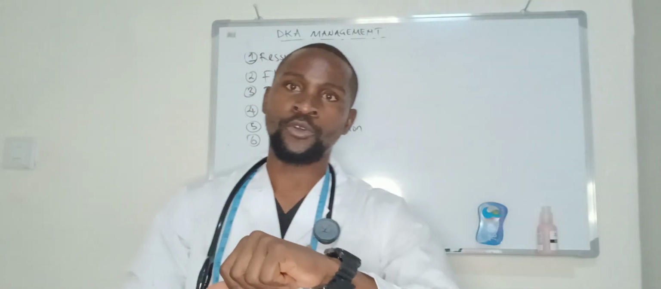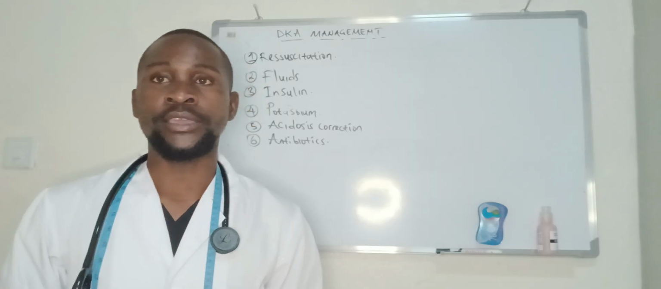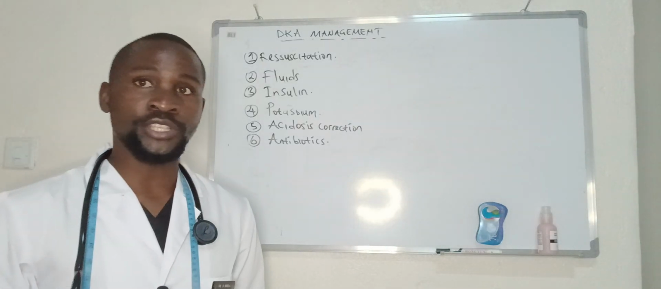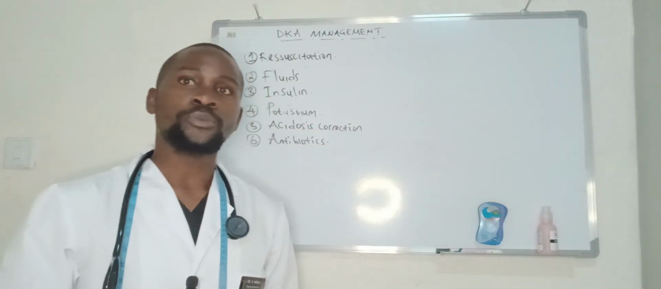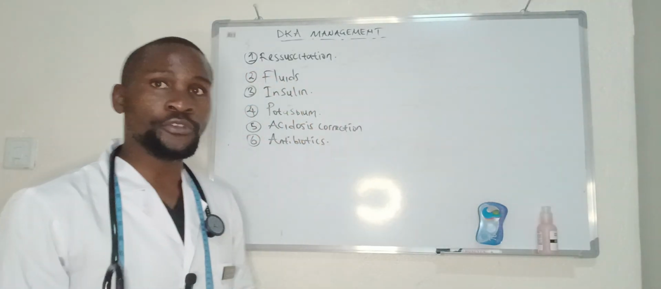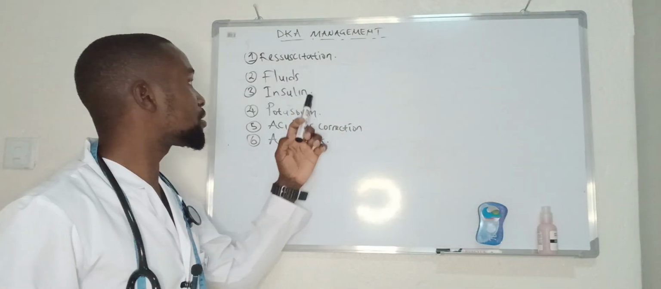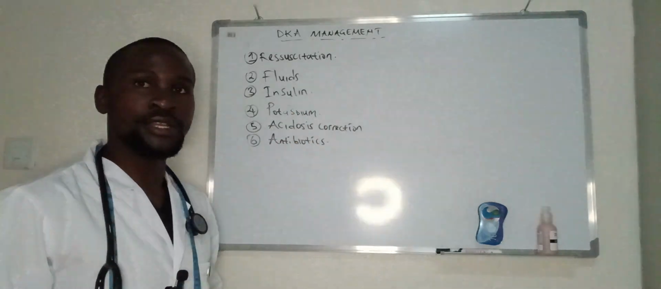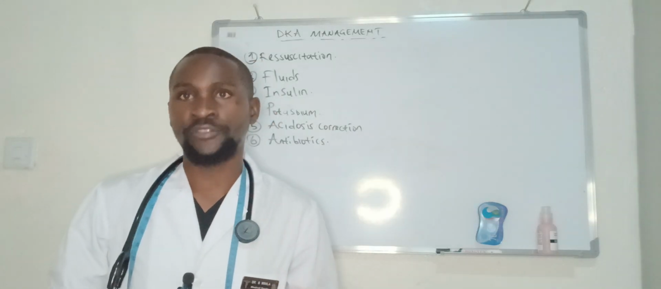We're behind time already. Okay, so how do we manage DKA in pediatrics? The management of DKA follows certain principles. So we need to resuscitate. Remember that DKA is an emergency, a medical emergency, so we need to resuscitate. We start off with resuscitation, and then we'll deal with the fluids, insulin, potassium, we correct the acidosis, and antibiotics. I think we talked about the principles of management in the previous video.